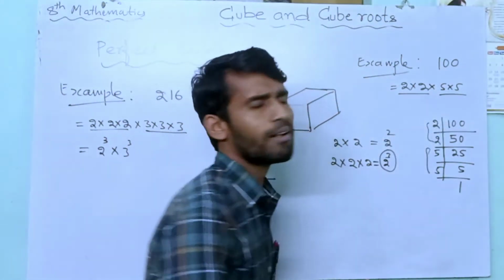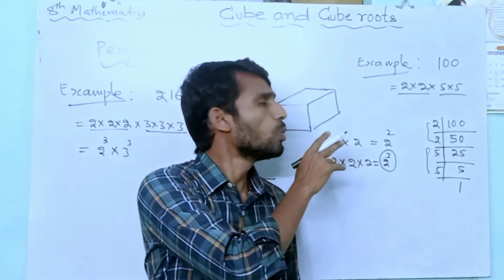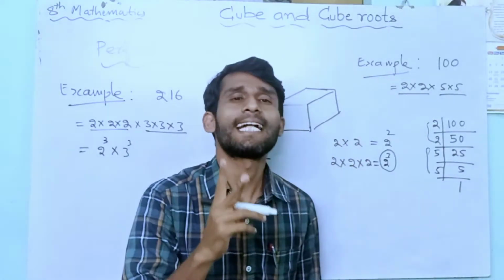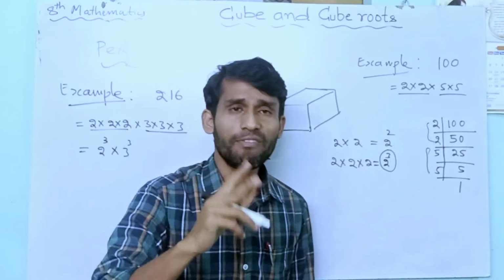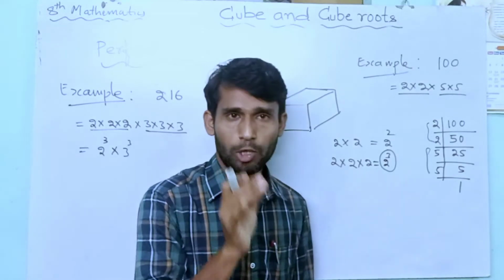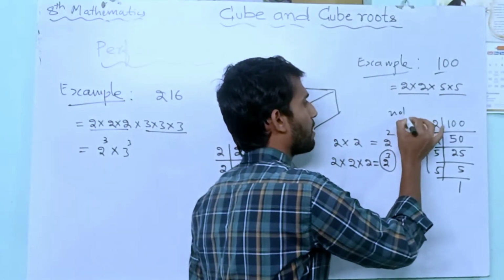So this is not a perfect cube because we are getting factor 2 only 2 times and factor 5 only 2 times. If you get 3 times, that is the perfect cube. So this 100 is not a perfect cube.